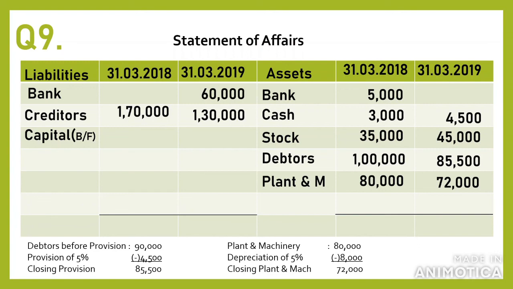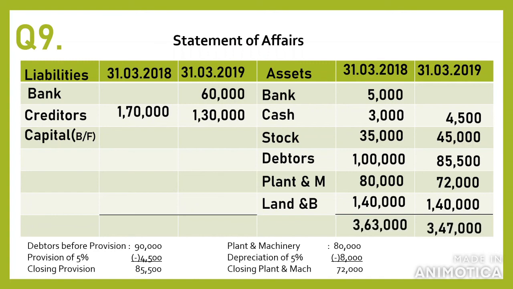If not, you again look at how we have done the workings in the bottom section of the screen. Okay, I'm now proceeding to land and buildings. Land and buildings, no change, opening, closing, one and the same. So with this, we determine what is the total of the assets. It is 3,63,000 and 3,47,000.